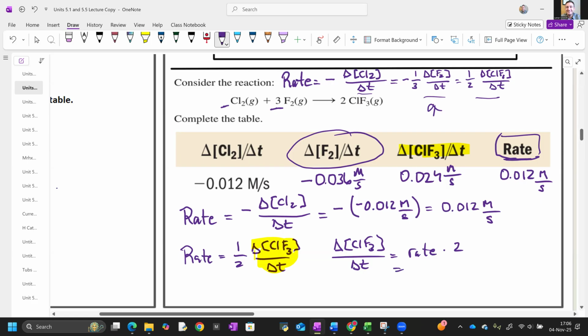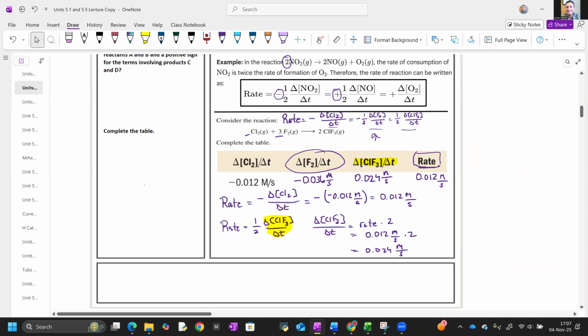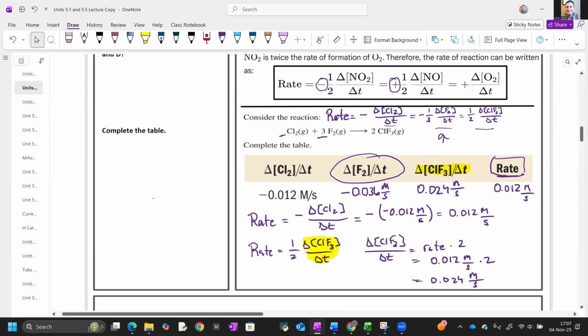And so the change in the concentration of ClF3 with regard to time is equal to rate times 2, or 0.012 molar per second times 2, which is equal to 0.024 molar per second. And so, again, that's what we got. We did that in our head before we did it algebraically, and hopefully that helps you with those. You have some of those on your assignment, and hopefully that will help you get all of those correct.